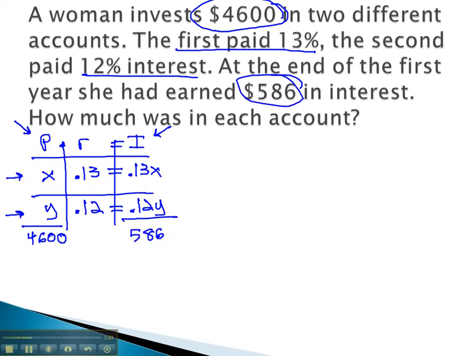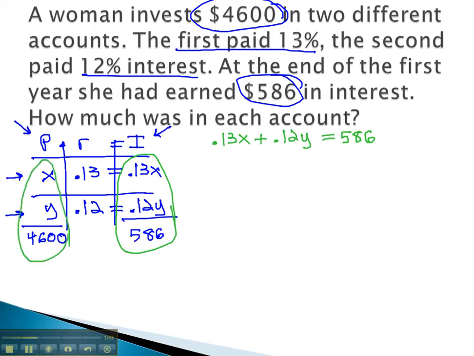That completes our table, and just as before, we can get an equation from the last column. 0.13x, the interest from the first account, plus 0.12y, the interest in the second account, equals 586, the total amount of interest. Now we can also get an equation from the first column. X plus y equals 4,600.